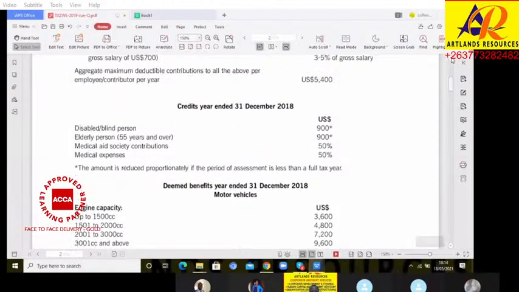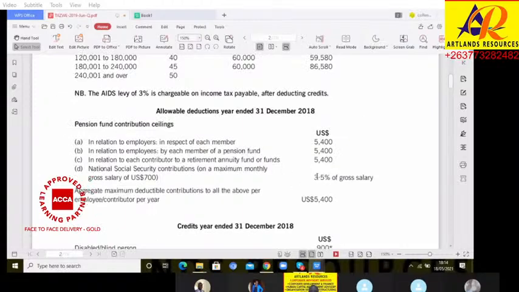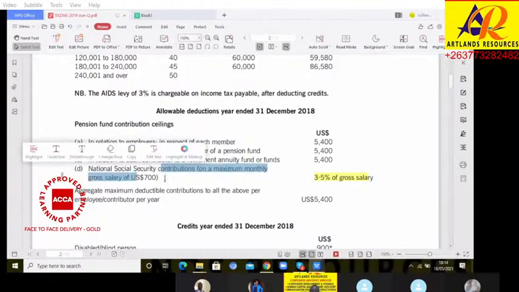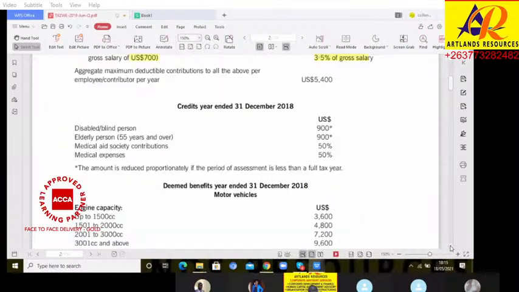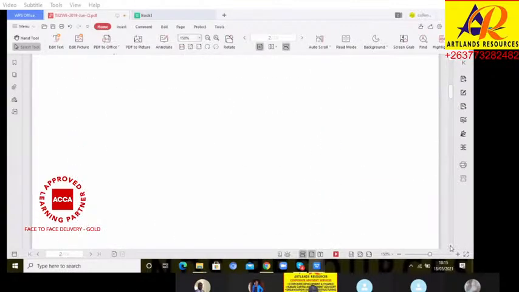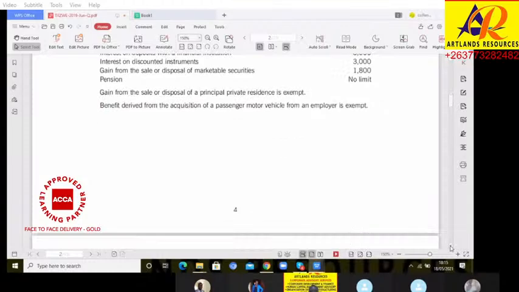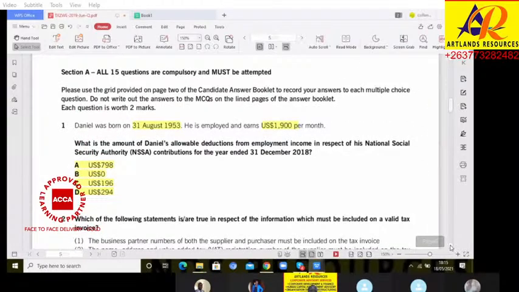You come to these tax rates and say NASSA contributions for this paper was 3.5%. You'll be given your own tables with 4.5%, so don't claim it was 3.5%. Maximum salary was 700, just in case you want to mark it for yourself. This person was earning 1.9, which was above 700.